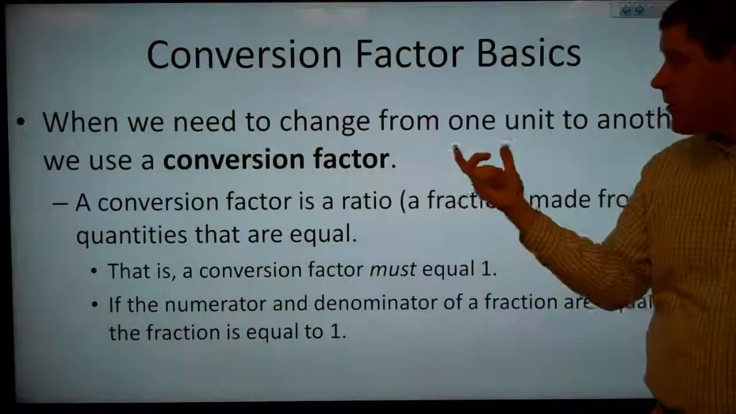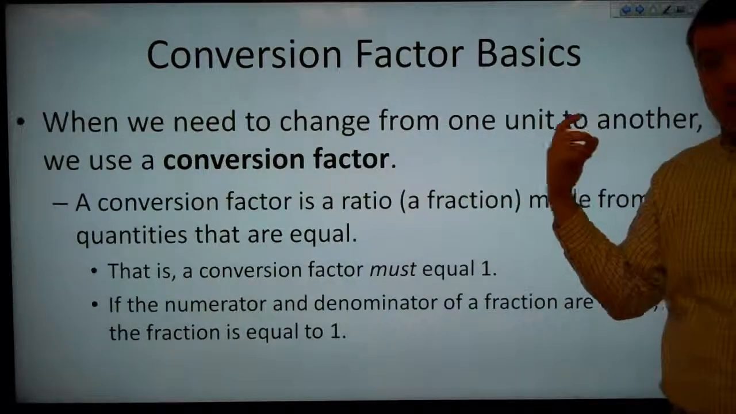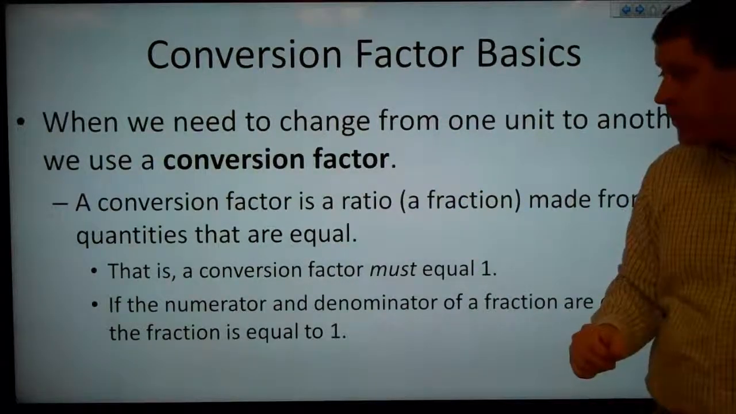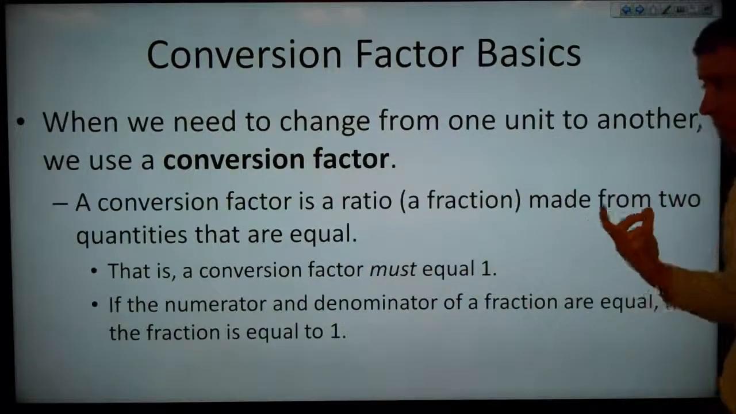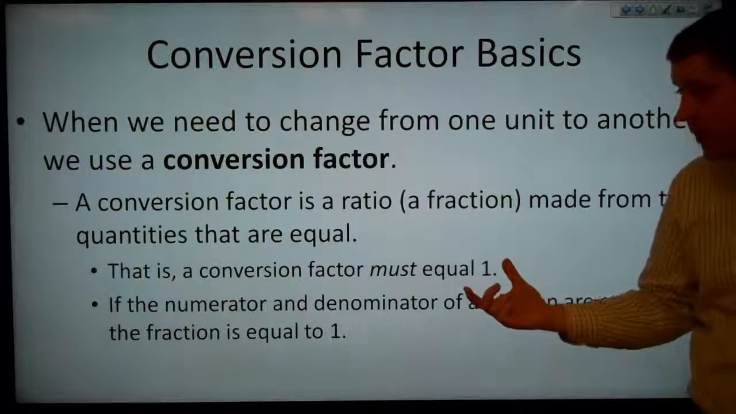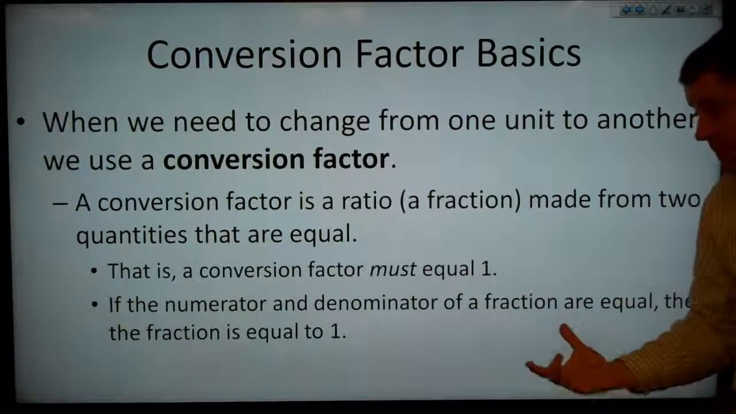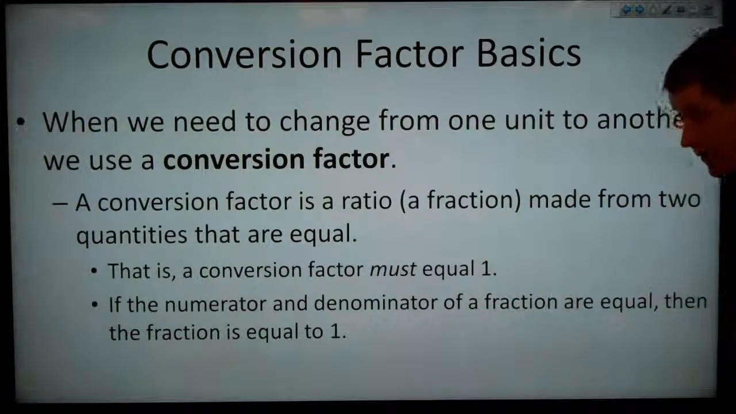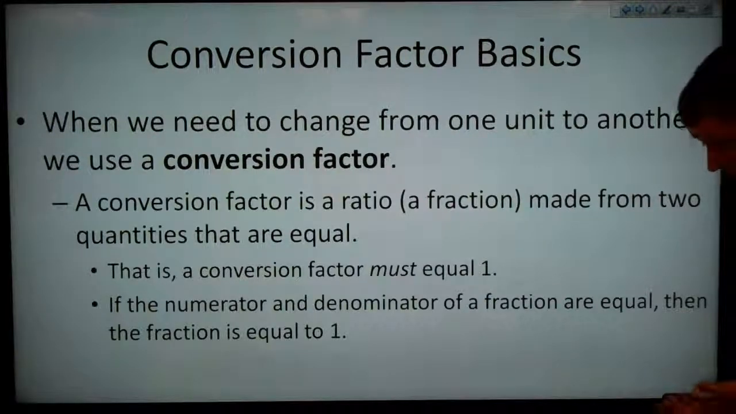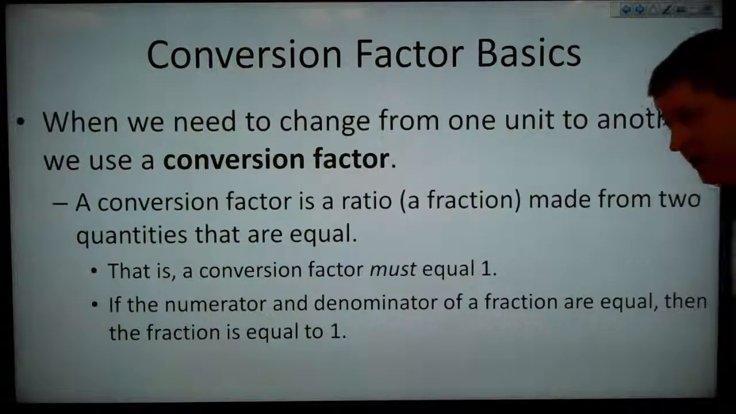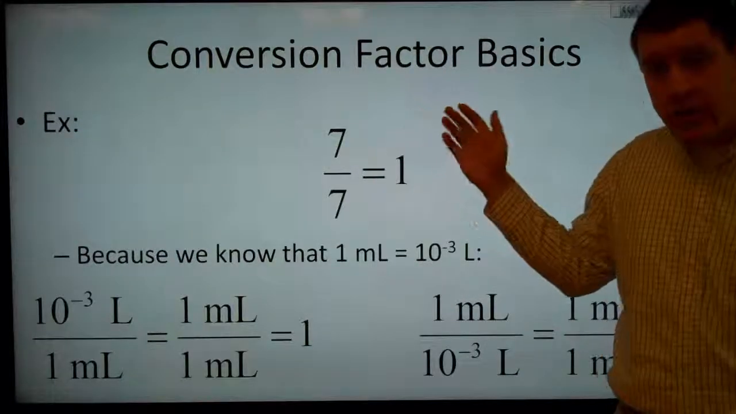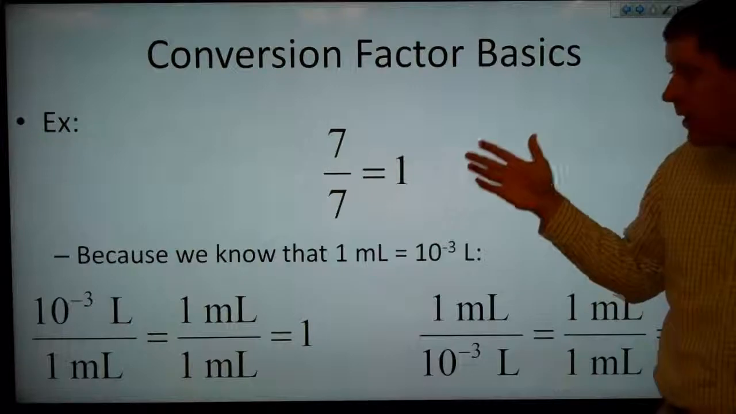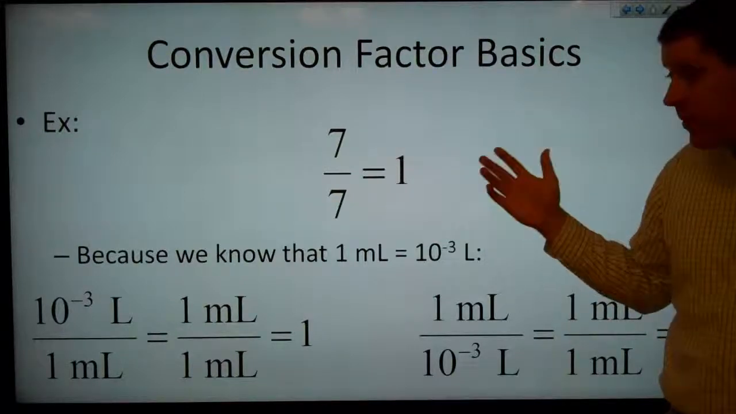When we need to change from one unit to another, we use what's called a conversion factor. A conversion factor is a ratio, which means a fraction, that's made from two quantities that are equal to each other. That is, a conversion factor must equal 1. And if the numerator and denominator of a fraction are equal, then the fraction is equal to 1. For example, 7 divided by 7, or 7 over 7, is equal to 1, because anything divided by itself is 1.